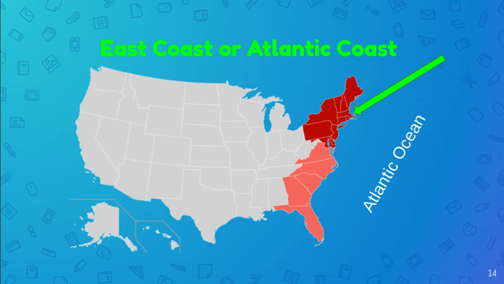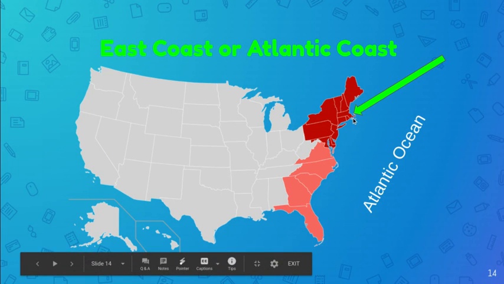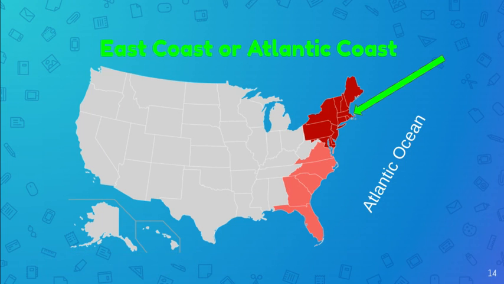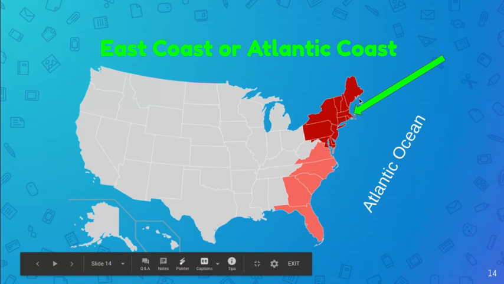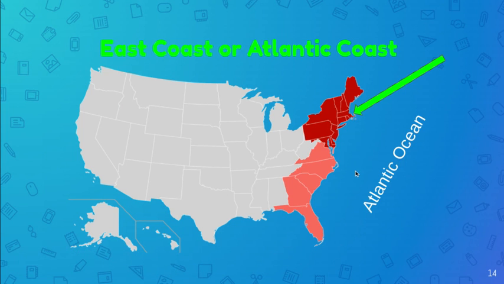So Massachusetts is located on what is called the east coast of the United States, or it could be called the Atlantic coast. The Atlantic Ocean is the huge body of water. If you go to Plum Island or Salisbury Beach, you're in the Atlantic Ocean. And you can see that we are on the eastern part of the United States. So we're in the northeast. That's called the Atlantic coast or the East Coast.